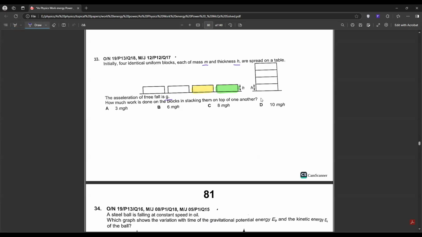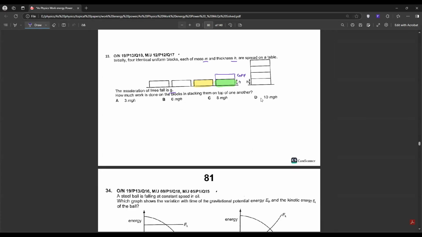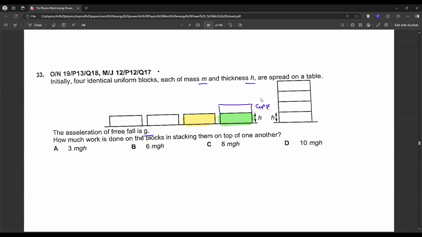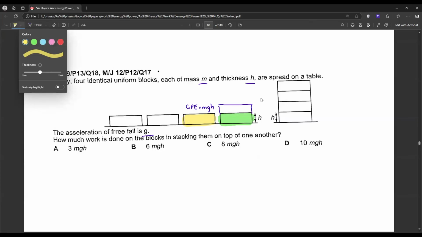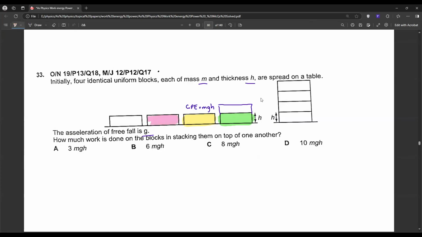What will be the gain in gravitational potential energy of this block in yellow? You will have to lift it up and place it here. Let me zoom in a bit. The gain in gravitational potential energy of the first block will be what? The mass is m, gravitational field strength is g, height is h. You will also need to lift this block as well.